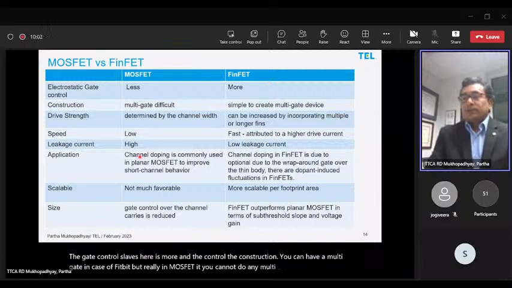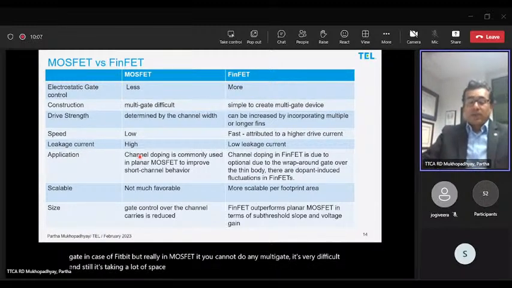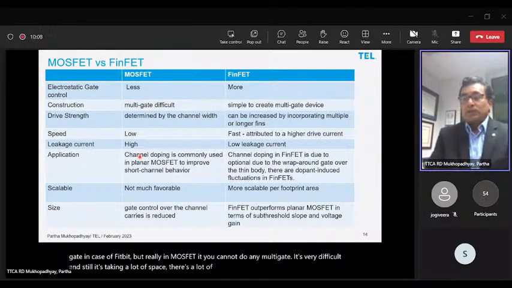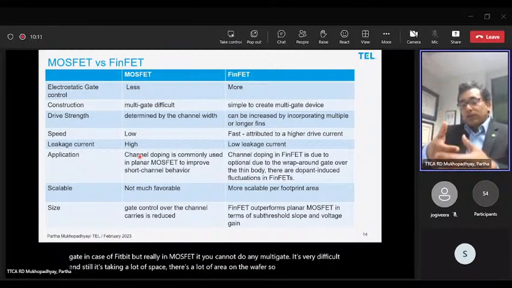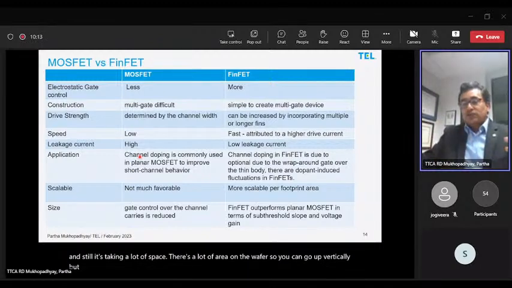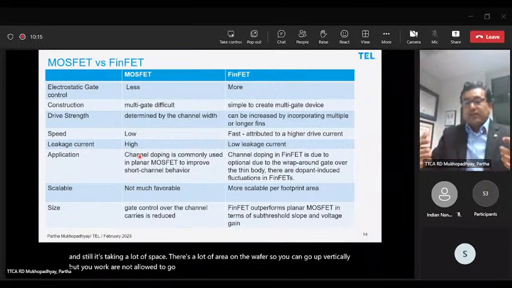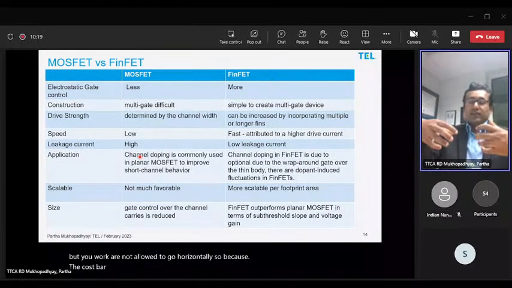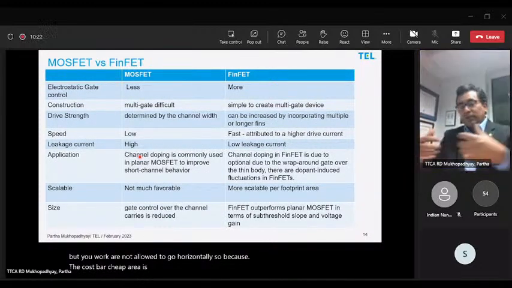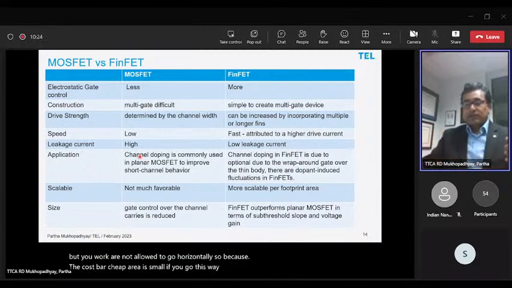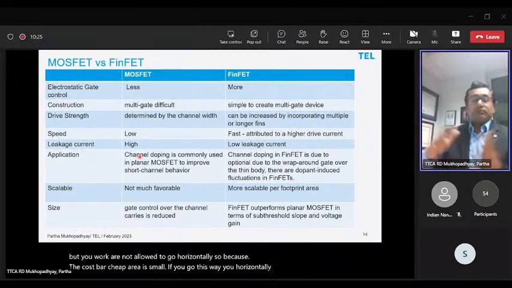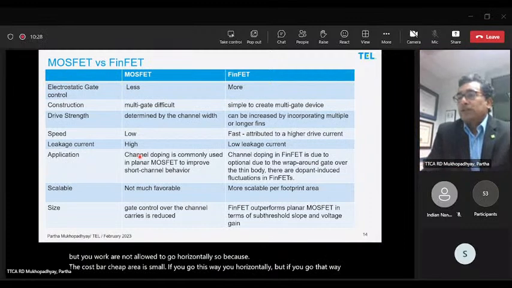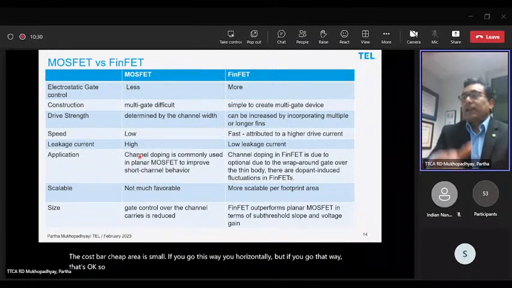It's very difficult, and still it's taking a lot of space, a lot of area on the wafer. So you can go up vertically, but you are not allowed to go horizontally, because the cost per chip area is more if you go horizontally. But if you go vertically, that's okay. So MOSFET cannot go that way, and that's the problem with the multi-gate.